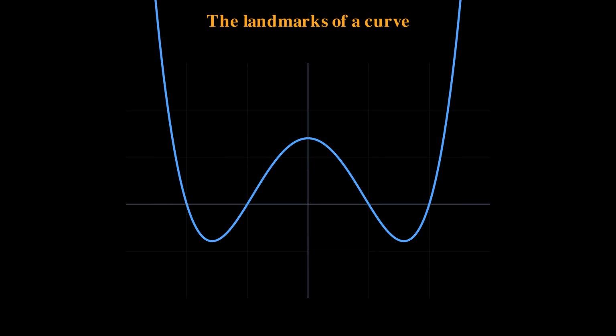First, the x-intercepts, where the curve crosses the horizontal axis. At those points, y is 0. So these are the roots, or zeros, of the function. This curve has 4 of them. Next, the y-intercept, where the curve crosses the vertical axis. You get it by setting x equal to 0 and reading off the height. There is always exactly 1, because the function gives one output for that single input.